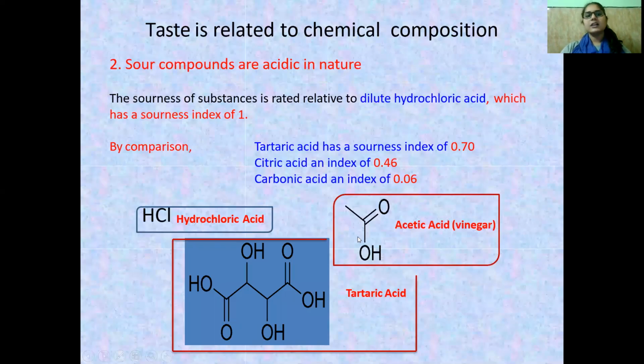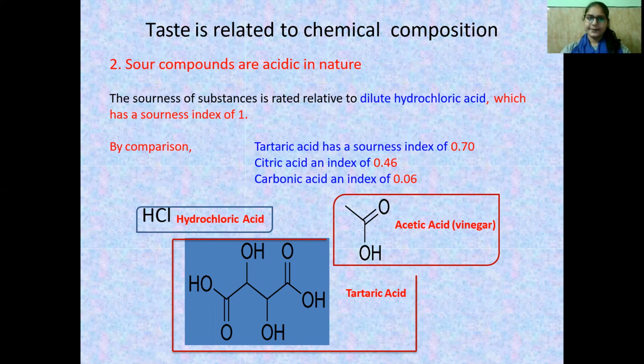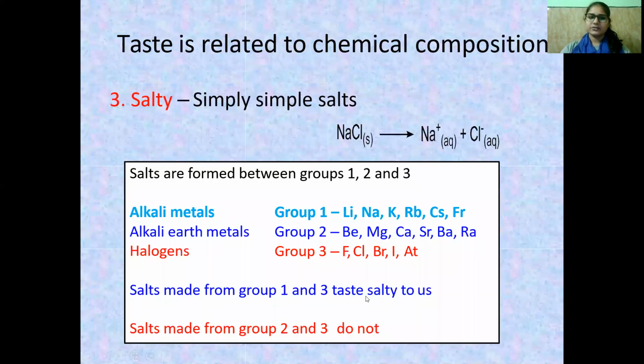Next, we have that sour compounds are acidic in nature, and the sourness of a substance is relative to dilute hydrochloric acid, which has a sourness index of 1. By comparison, tartaric acid has a sourness index of 0.7, citric acid has an index of 0.46, and carbonic acid an index of 0.06. Okay, this HCl is hydrochloric acid, acetic acid, or you can say vinegar, and there is the tartaric acid structure.